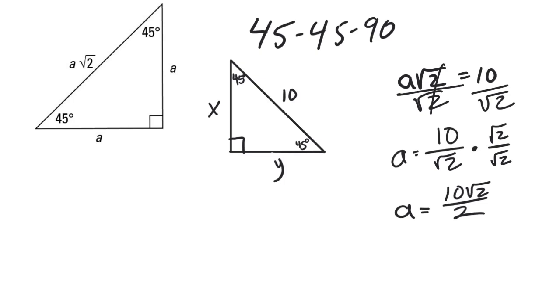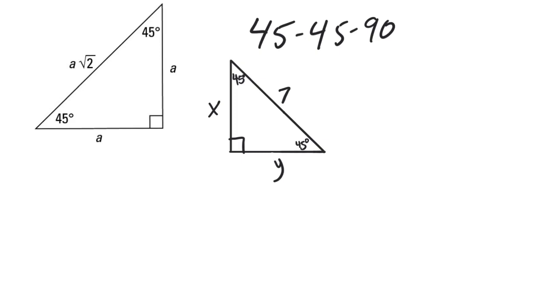One more thing here. This only happens if your hypotenuse is an even number. Since my hypotenuse is an even number, whenever I have it now over a positive 2, 10 divided by 2 reduces. 10 divided by 2 is 5, so my answer is actually 5 times the square root of 2. And that's the final answer. That's the simple radical form.